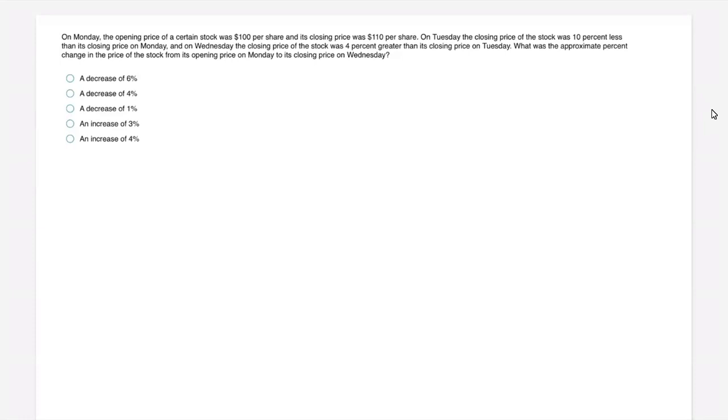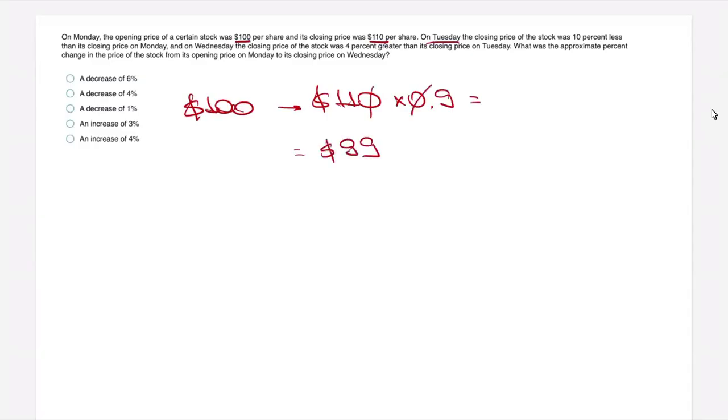Let's do it. On Monday, the opening price of a certain stock was 100 per share, and its closing price was 110. Okay. So 100 to 110. On Tuesday, the closing price of the stock was 10% less than its closing price on Monday. So I multiply this by 90%, by 0.9. It will go to 99. Okay? And Wednesday, the closing price of the stock was 4% greater than its closing price on Tuesday.